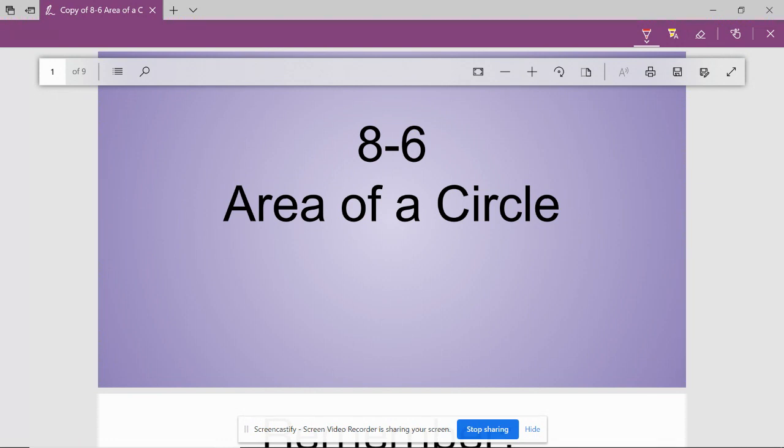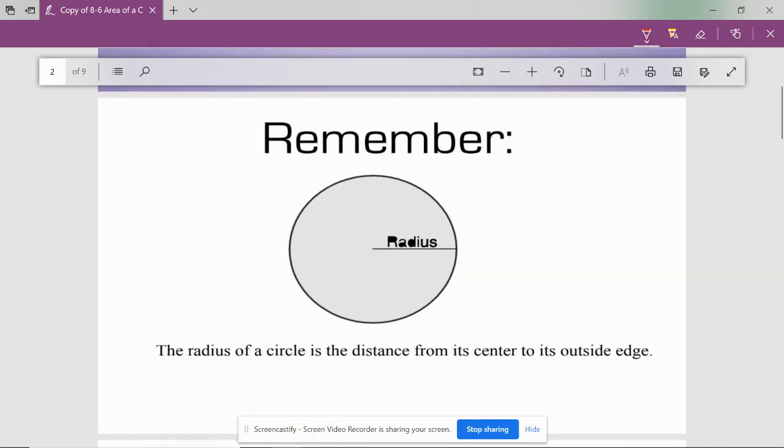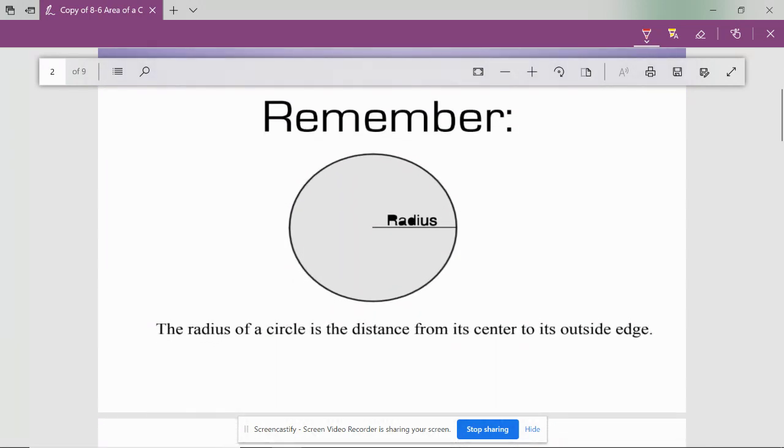Yesterday we worked on the circumference of a circle, so now we're going to talk about the area, which is the whole space that is inside a circle. If you get your notes out and go through this, the stuff is in there, but I'm going to explain it so hopefully it makes a little bit better sense.